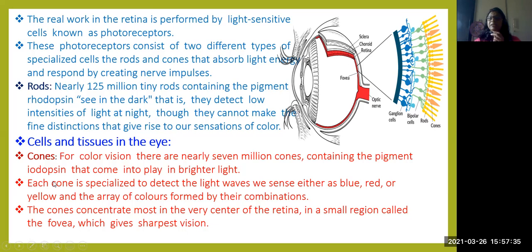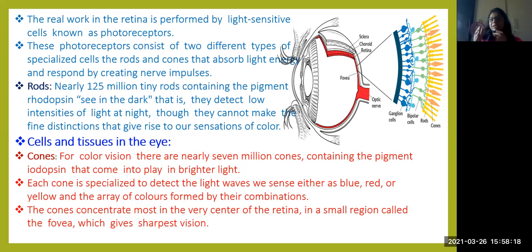And when the light is focused, then what will happen? This iodopsin breaks down and helps to form the picture on the retina. That is also the color picture. So each cone is specialized to detect the light waves we sense either as blue, red, or yellow color. And then these colors get deviated and form different what? Shades also. Okay, different shades. Primary colors, secondary colors. Primary colors are these, and secondary colors means from there the shades are formed.